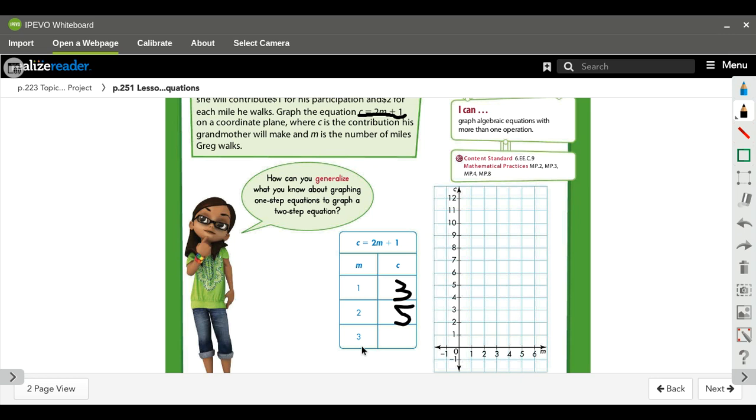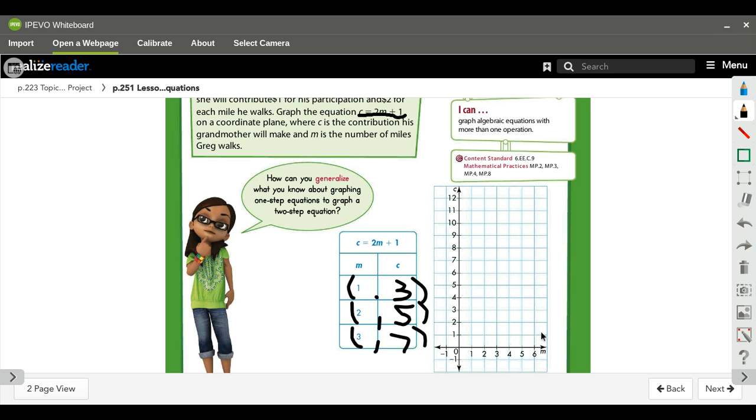And then the last one is going to be 3 times 2, which is 6, plus 1 is going to be 7. And so just again, substitution is what I did there. I substituted for m to find c. Now I have ordered pairs. So this is an ordered pair right here, 2, 5 is an ordered pair, 3, 7 is an ordered pair.